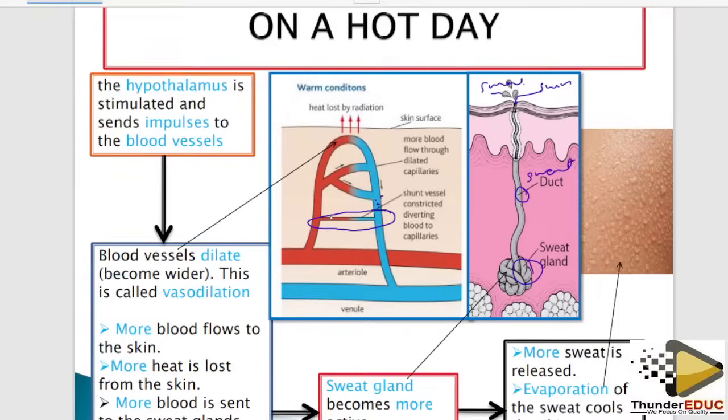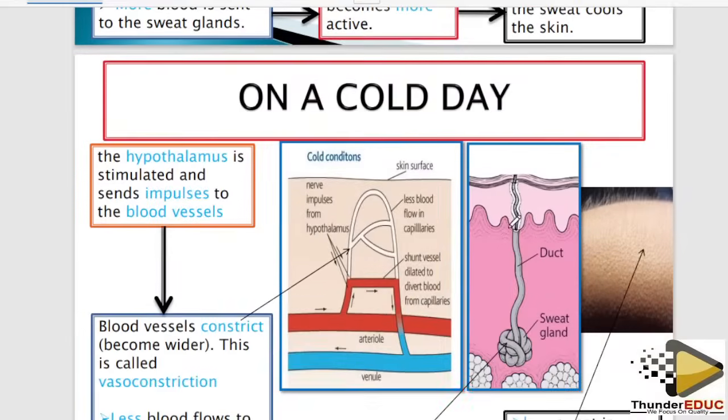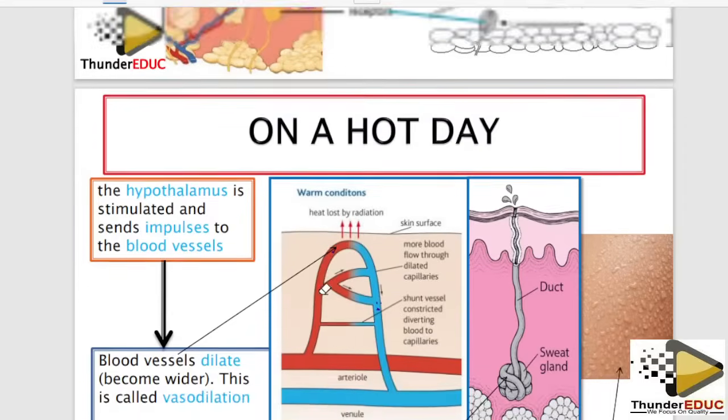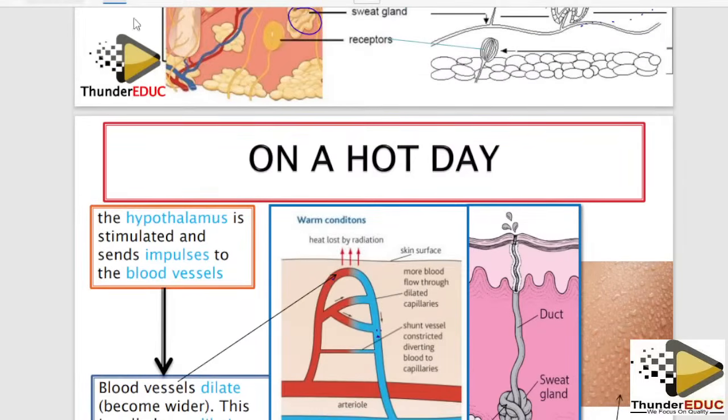During a hot day, it shrinks and more blood will pass near the skin. During a cold day, this opens and this shrinks, and more blood passes lower down, away from the skin. That's why on a cold day you cannot see blood vessels on your skin easily. You can see them, but not as easily as when it is hot.